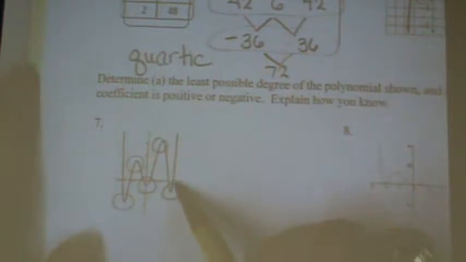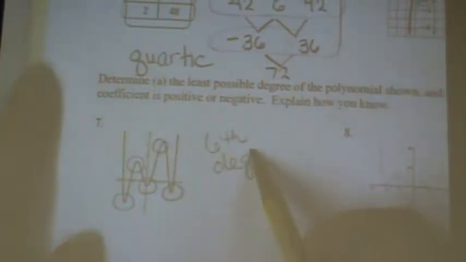Number 7. Again, the least possible degree. So what should you do? Is this going to be an even degree or odd? Even. So let's count the number of turns: 1, 2, 3, 4, 5. Now add 1. This is a 6th degree.